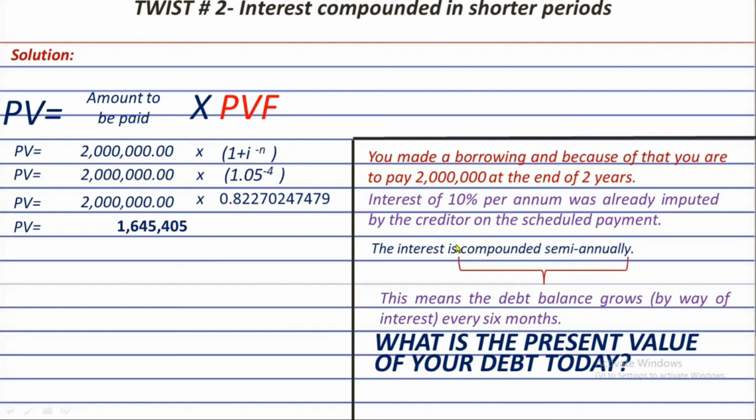So in summary, if semi-annually, then the annual rate will be divided by 2, but the n will be times 2. Okay? So the compounding can also be made quarterly or every 3 months. So if that's the case, the annual rate will be divided by 4 and the n will be number of years times 4. And lastly, the compounding can also be done monthly. So the annual rate will be divided by 12 and the n will be the number of years times 12.